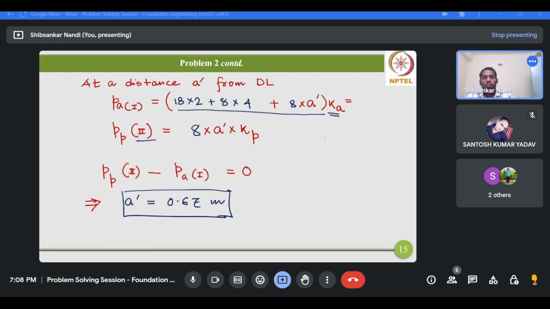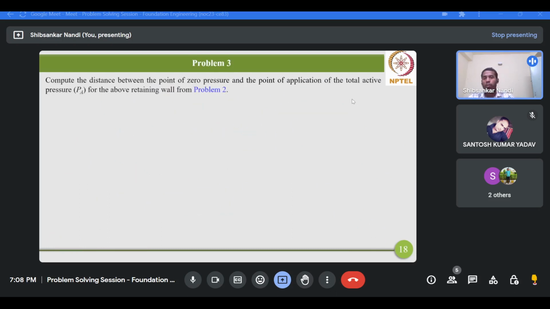So now we'll consider the next problem. This is the last problem, and then we'll take one homework problem. It's a very simple and straightforward problem, and it's connected with problem 2. Here we have to calculate the distance between the point of zero pressure and the point of application of the total active pressure for the retaining wall from problem 2.